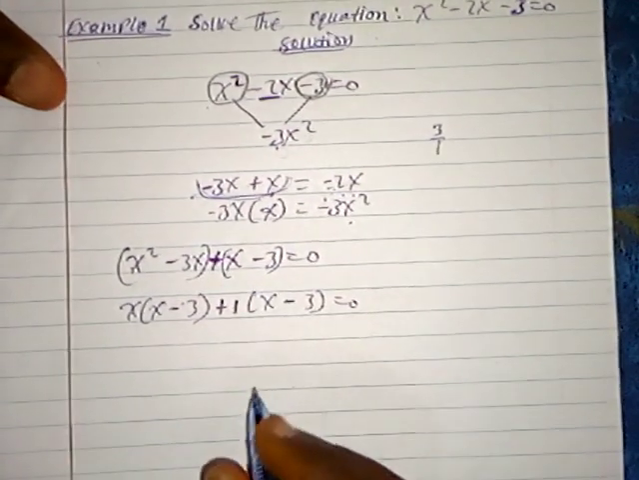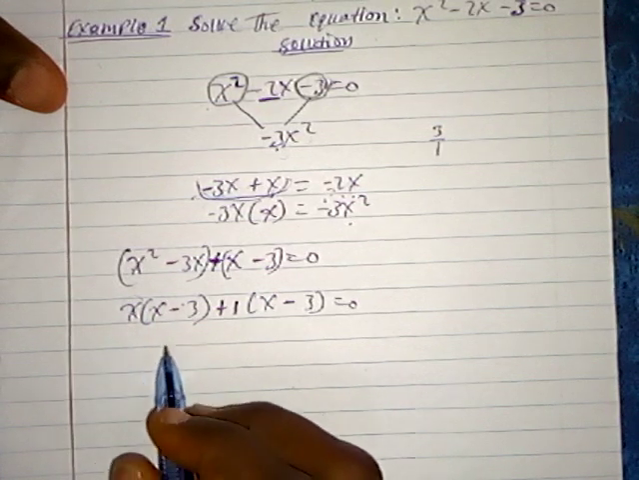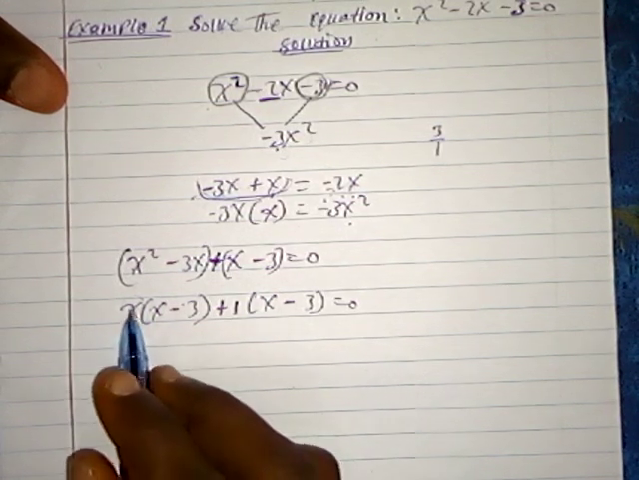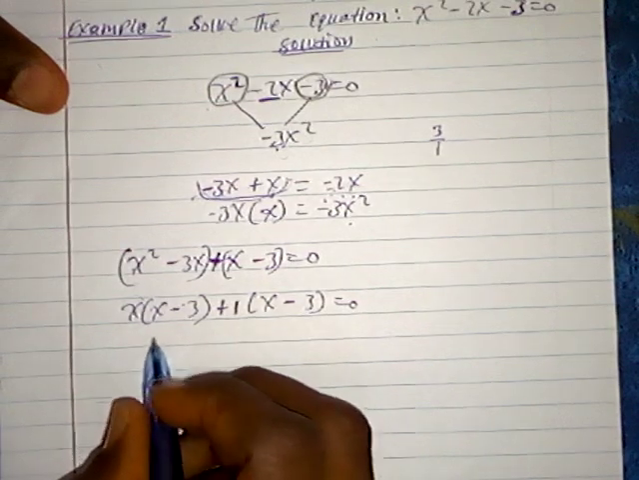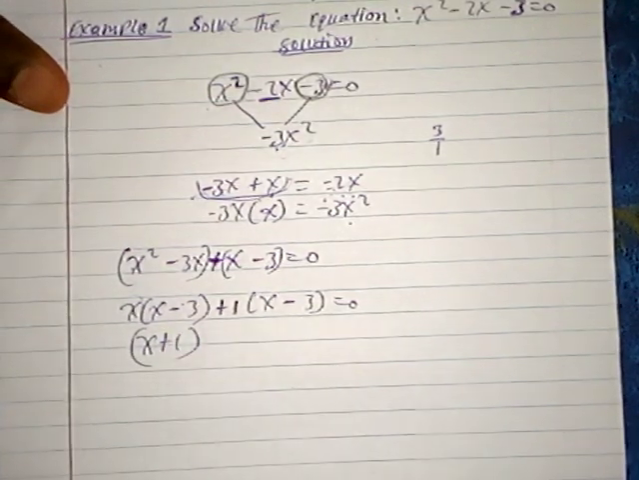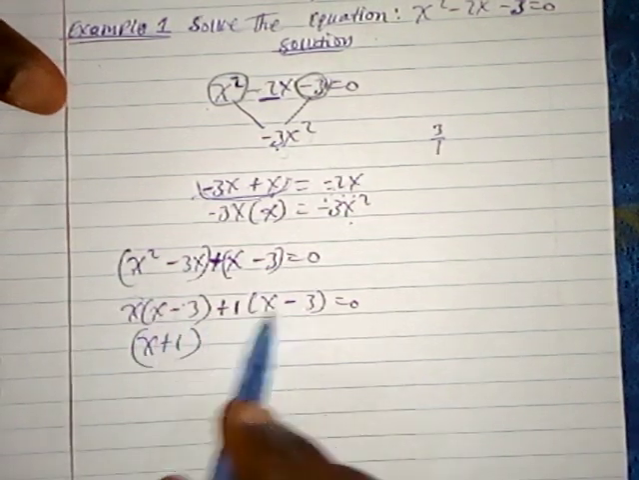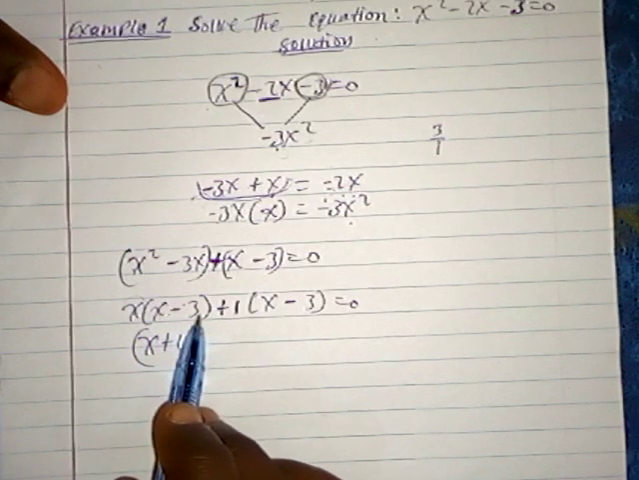What is the next thing? The next step here, we take the numbers that are outside the bracket. In other words, the digits that are outside the bracket, x and this plus 1, and group them: x plus 1. Now if you observe one thing, in a quadratic equation the two brackets must always be the same: x minus 3, x minus 3.